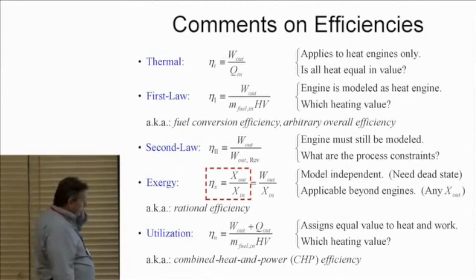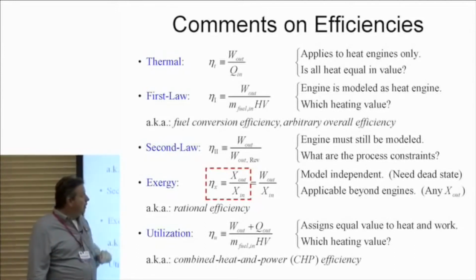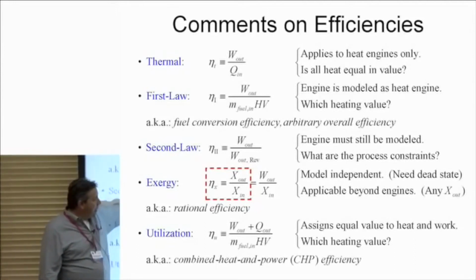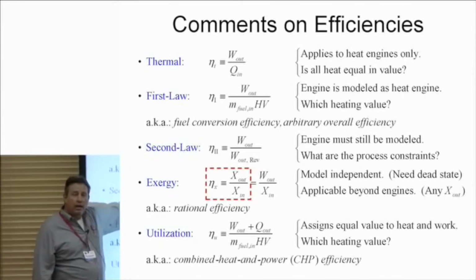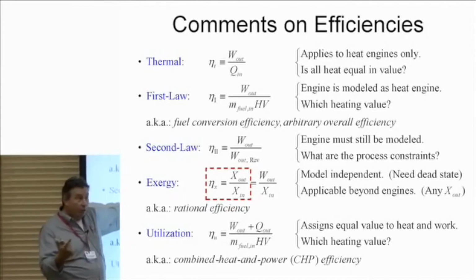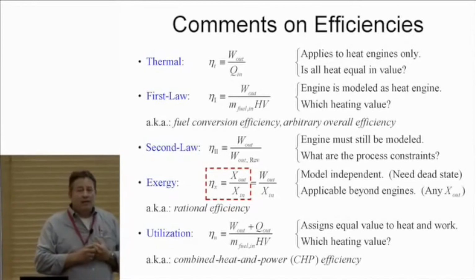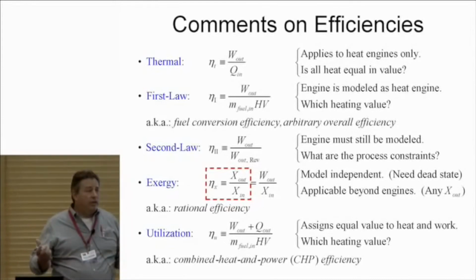Something that's a little bit cleaner is the second law efficiency. So the second law efficiency, eta 2, is the work out divided by the work that you would get if the system were operated reversibly. But what that means is you must define the system, and it must be operable in a reversible way, at least theoretically. Can you think of an important energy transformation that is not operable reversibly?